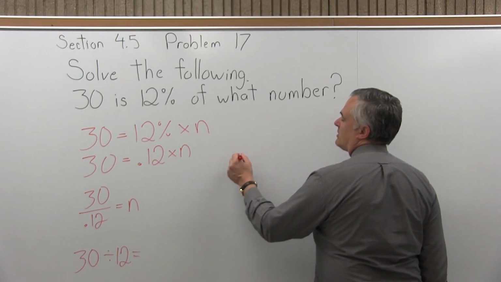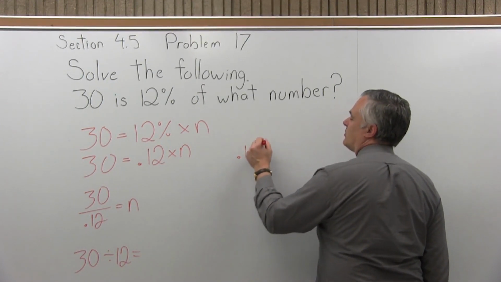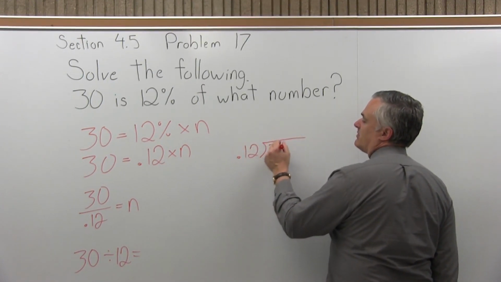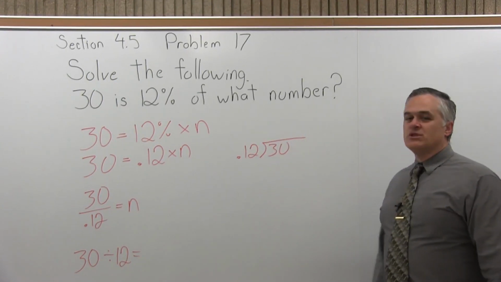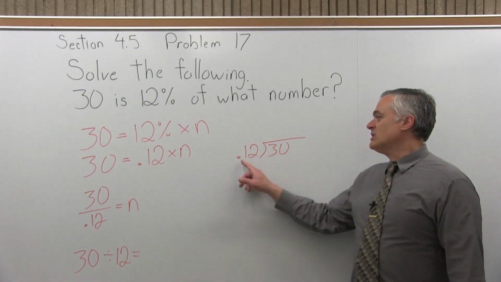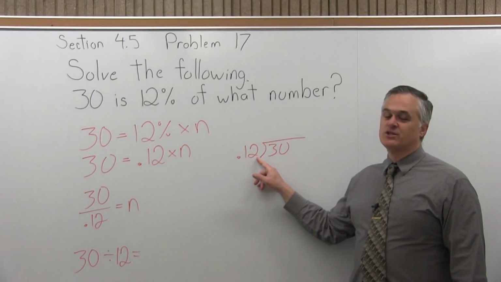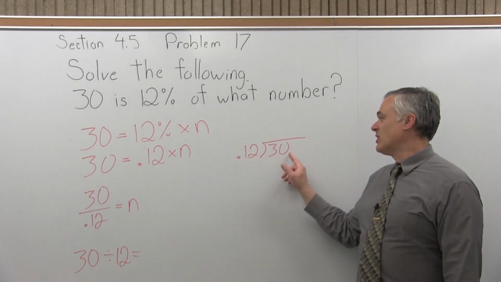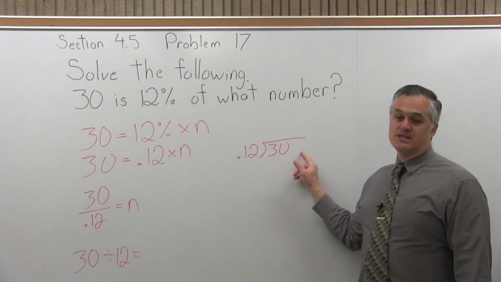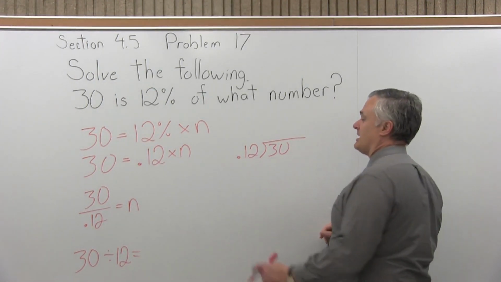So the denominator goes outside of the division symbol. 0.12 divides into 30 how many times? Now, to do this the long way, you can't leave that decimal. You have to move it over as many places to the right as you need until it's not a decimal anymore. And then the number under the division symbol, you have to move it the same number of spots.